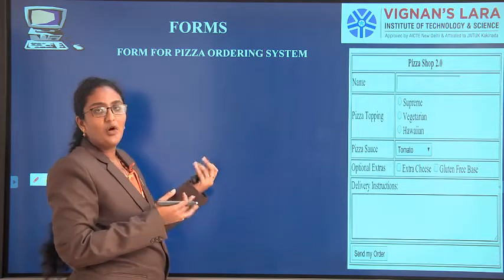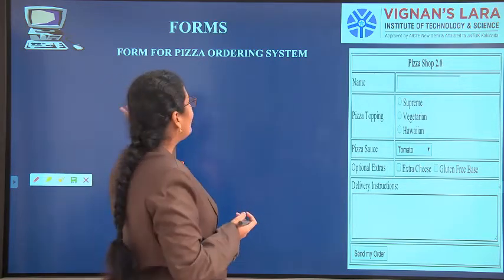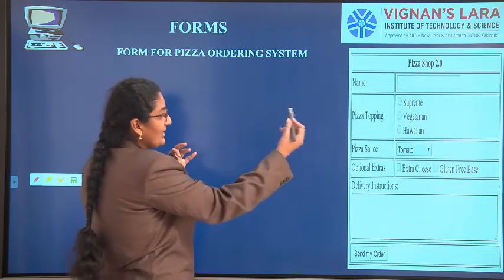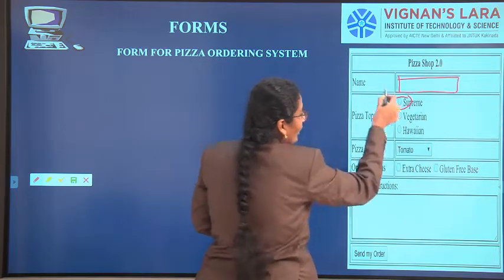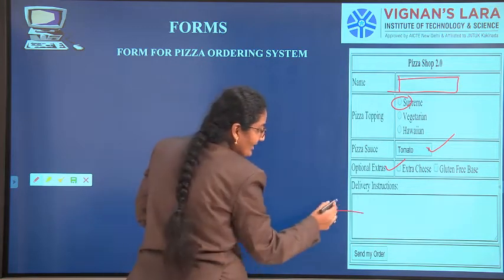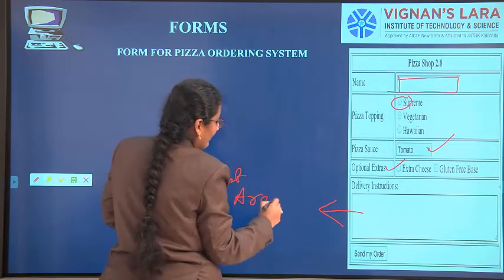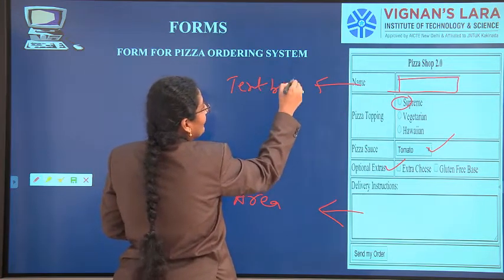Before generating the form or before going into the attributes, we should know what actually our form should have. For example, you have seen Facebook. Now see, to order a pizza. See here, these are nothing but radio buttons. This is text box, drop down list, check boxes. You already know. Then what is it? That is text area. So name can be text box.